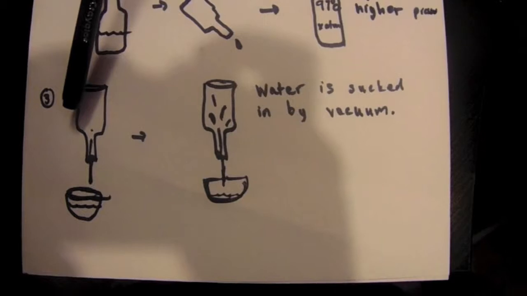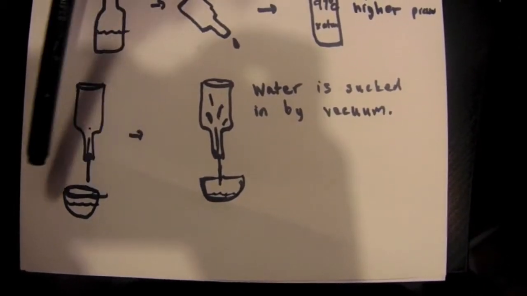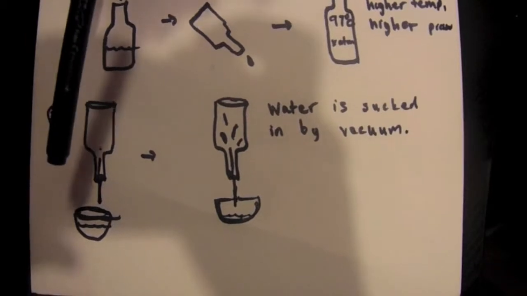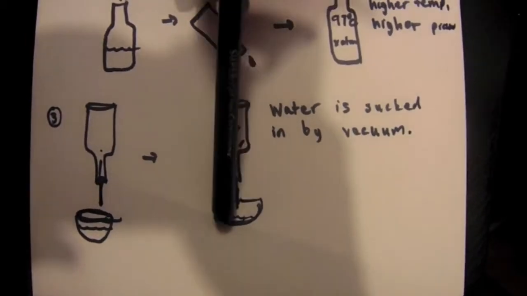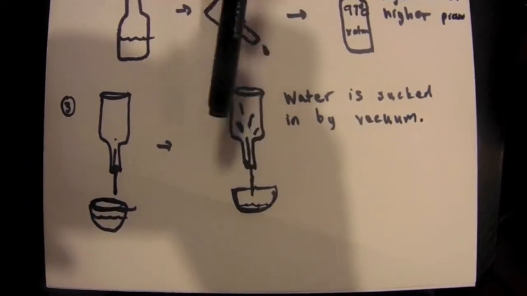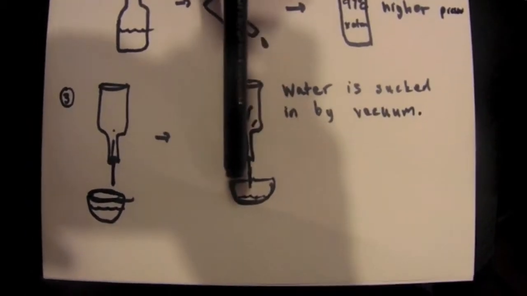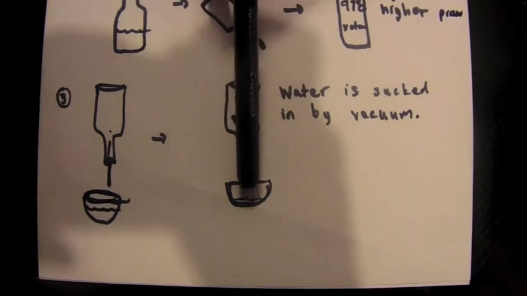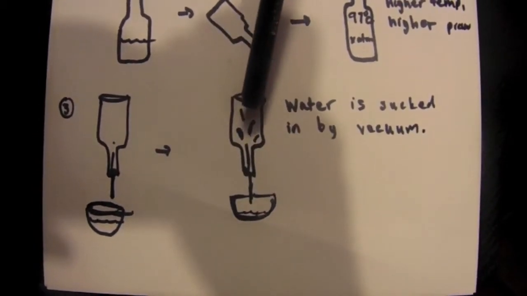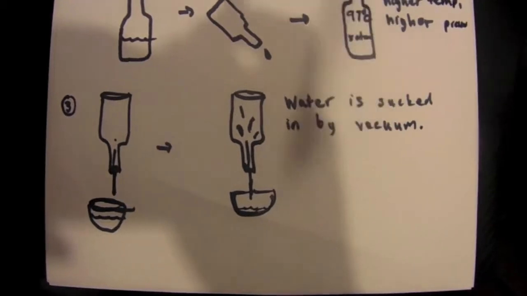Next, we performed our experiment. We had the empty bottle, which was now capped at the top with our siphoning device. Then we put it into a cup with ice cold water and saw that a vacuum was created that pulled up the water from the cup on the bottom into the actual bottle. So basically the water was sucked in by the vacuum.